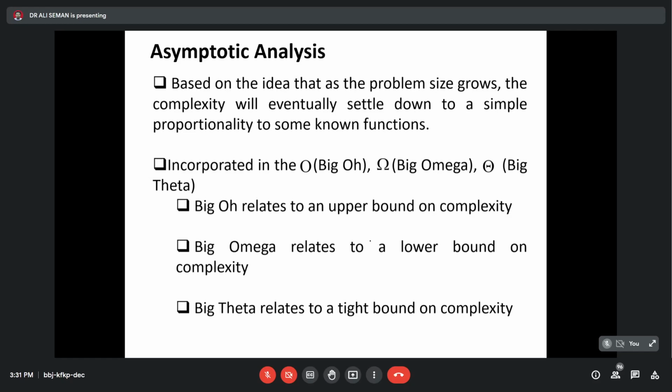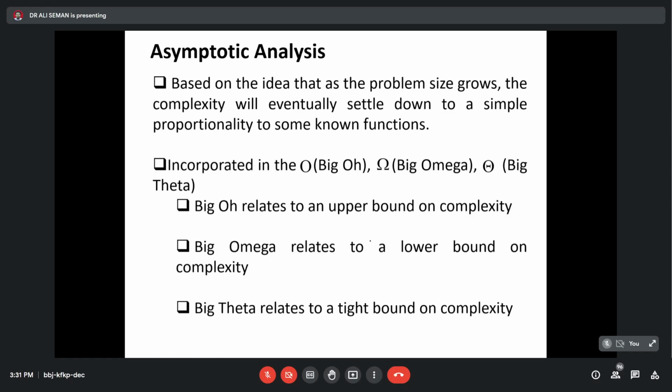That's why under asymptotic analysis we have this function incorporated in the big O. We have the big O, big omega, and big theta. Okay, what is a big O? Big O relates to an upper bound on complexity. Big omega relates to a lower bound of complexity. Big theta relates to a tight bound of complexity.